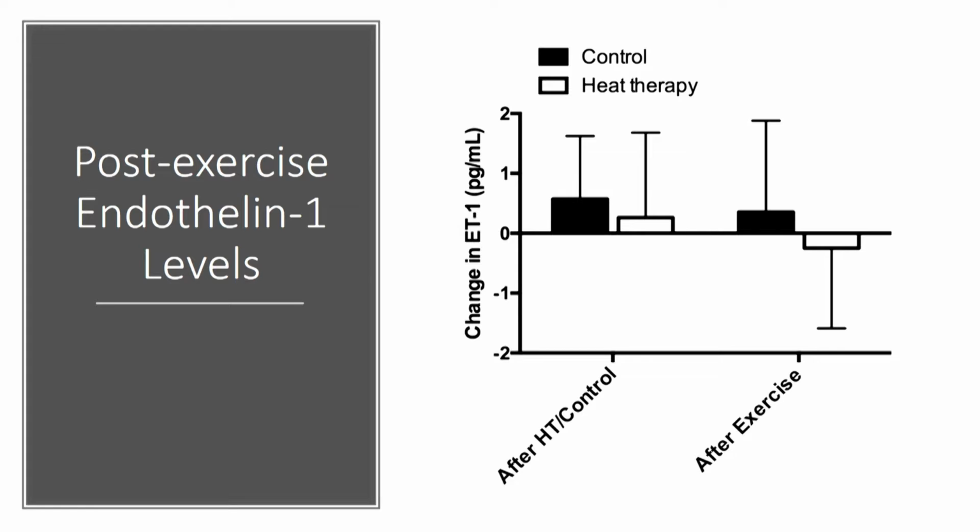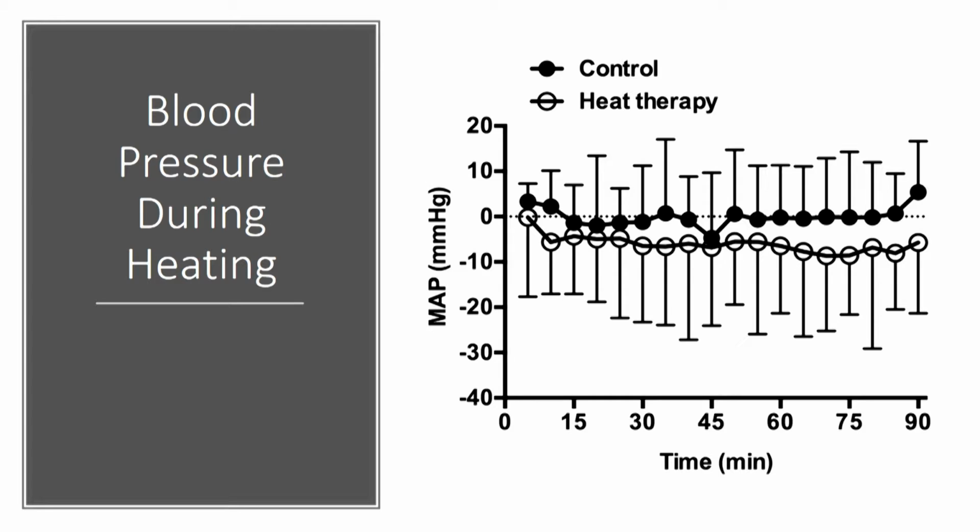And this is endothelin-1 levels, which confirmed our previous research, showing a decrease after heating compared to the control, so less constriction of the blood vessels. This is a novel finding: even at rest during heat treatment, we had a reduction in blood pressure, mean arterial pressure here, at all time points. So they undergo 90 minutes of heating, and their blood pressure is actually lower at every time point during the treatment.